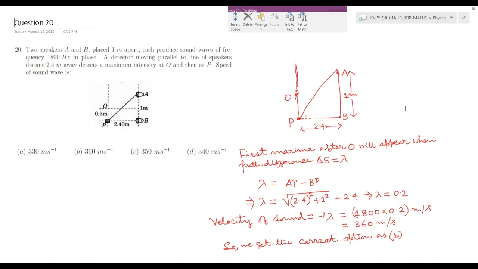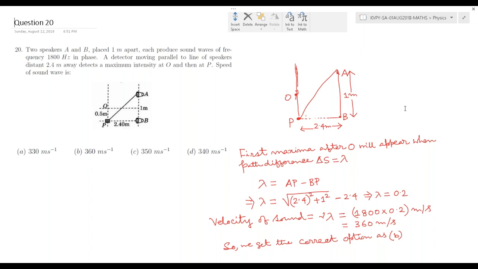So the path difference means what? Path difference is AP minus BP, because that is the difference between these two. Because P is a point, no? So there is a path difference, meaning from where to where the sound is actually moving. From speaker A, it is moving to point P. Again, from speaker B, it is moving to point P. So there is a difference. So that difference is called lambda.